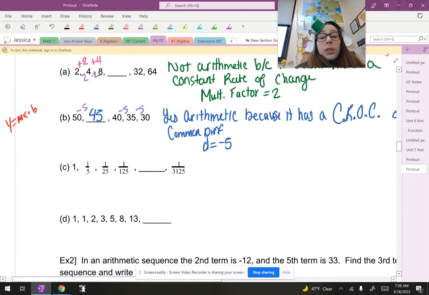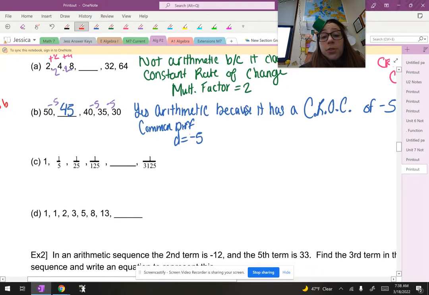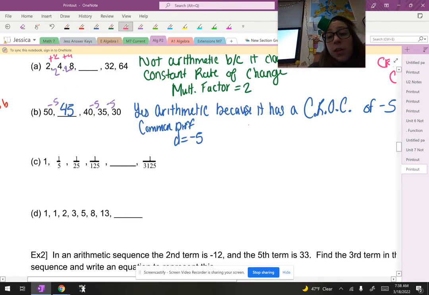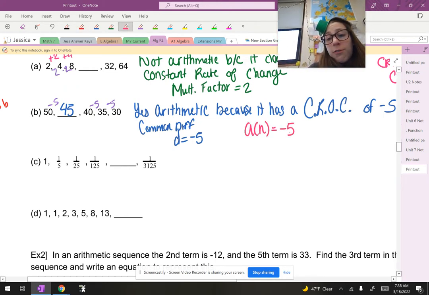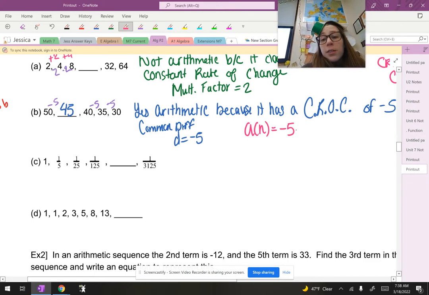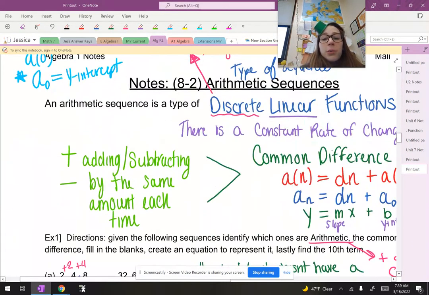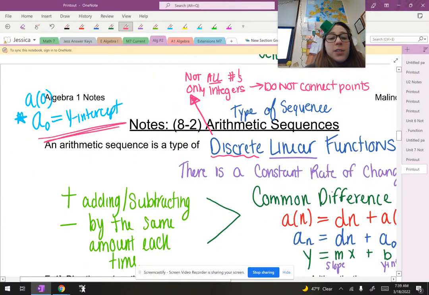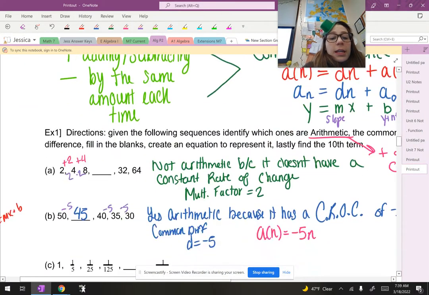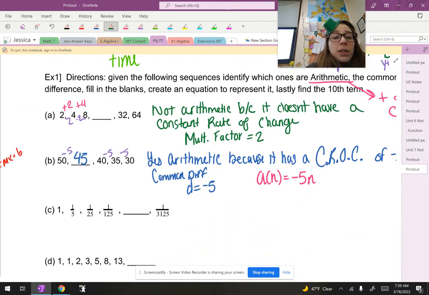So we need the slope and we need that y-intercept. Well, we already have our slope, that d value, that common difference of negative 5. So a of n is going to be equal to negative 5. Instead of x, I'm using n, and now I just need that y-intercept, my b value. So that y-intercept, remember, like we talked about, is that a sub 0. Here, there's nothing here that would make me think that this is a sub 0, which means that this is a sub 1.